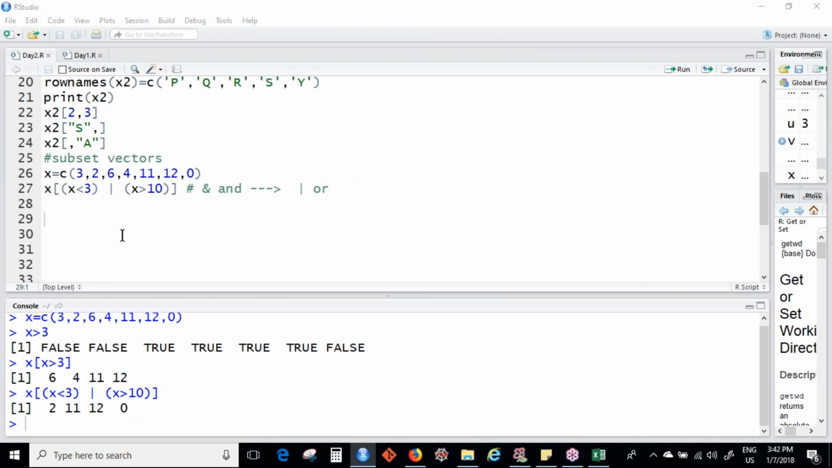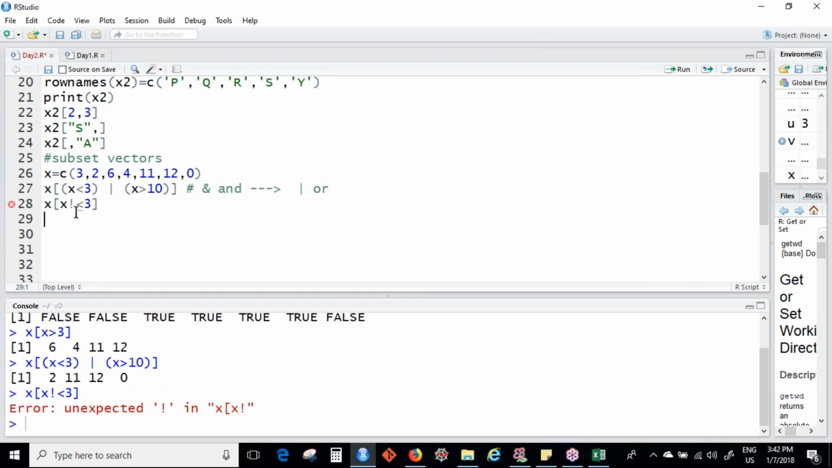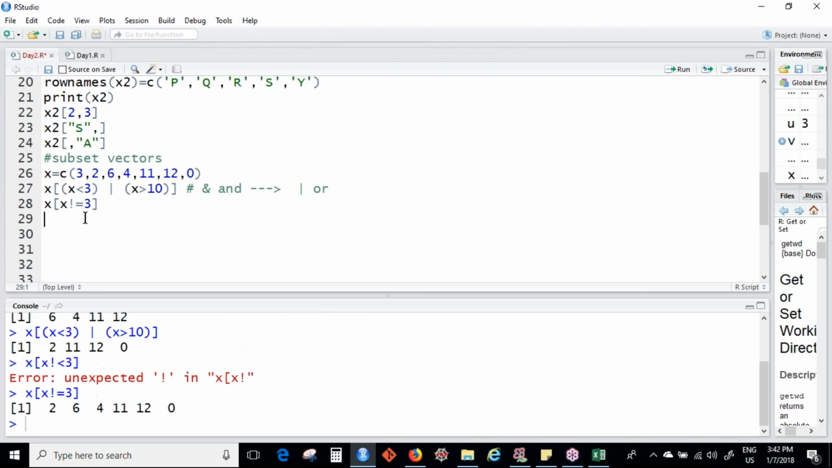Yes, you can use not condition also. So x is not less than 3 also you can use. So you can give x is, let's say, exclamation mark, not less than 3. Let's see if this works. X is not less than 3. No, it doesn't work. So x is not less than 3 is not working. Not equal to 3, this works. So not less than doesn't work, but not works with equal to. So it will not give you the values which are equal to 3. Remaining everything it will give you.